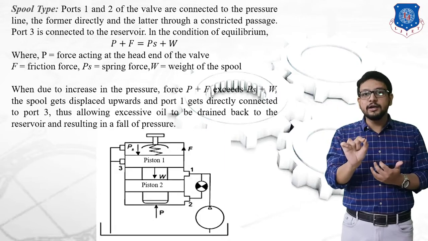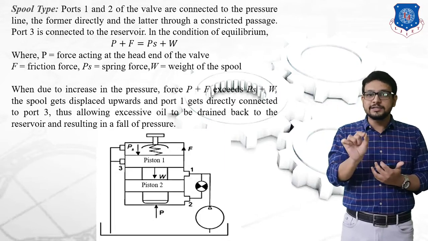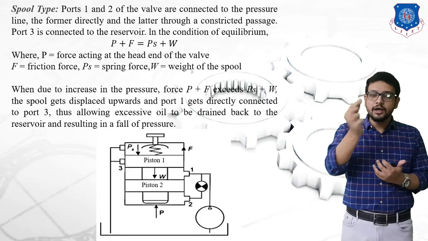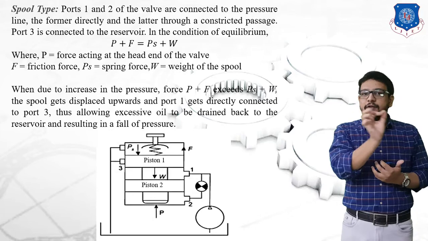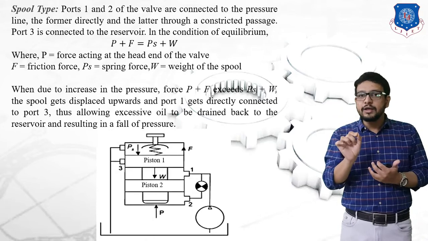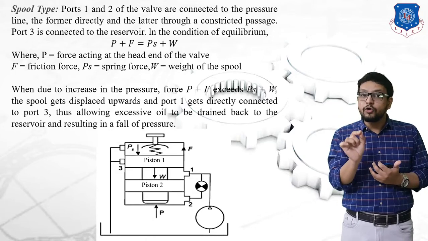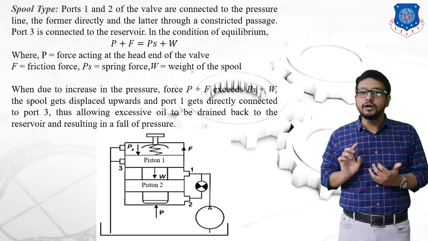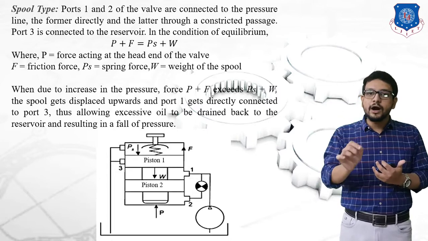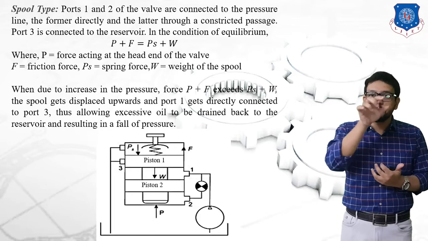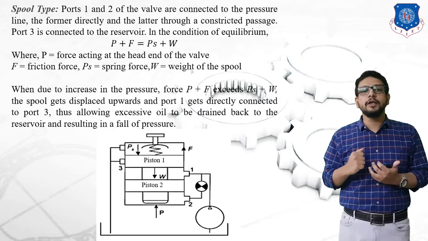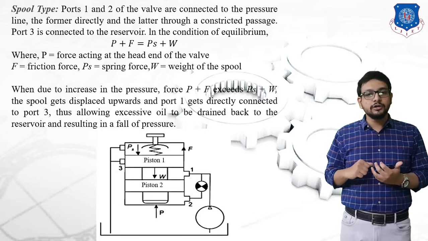But when the condition of equilibrium is unbalanced, what's going to happen? Piston 1 will move in an upward direction, port 1 will get connected with port 3, and the excess oil will flow through port 1 into port 3 and finally back into the reservoir. So this is how the excess oil will flow back into the reservoir.